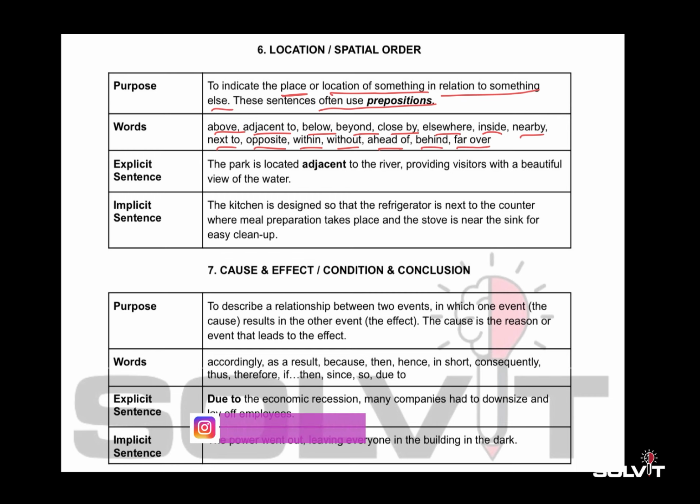Okay, so now let me just make something clear. Prepositions are basically words that do exactly this, right? The definition given over here, that's the definition of prepositions. Prepositions tell you the place or location of something in relation to something else, okay? So, for example, if we say that my book is over there, then over there is not a preposition, okay? Why? Because it's just telling you the location of something, right?